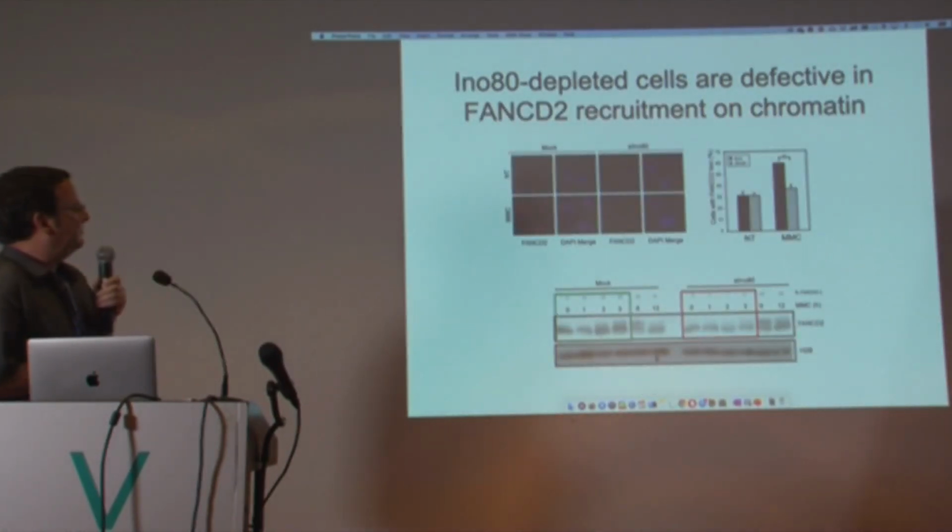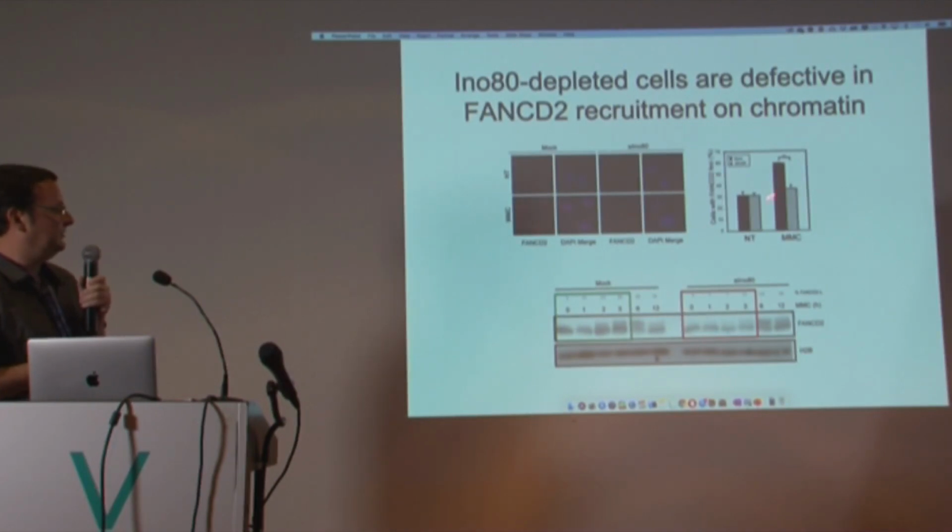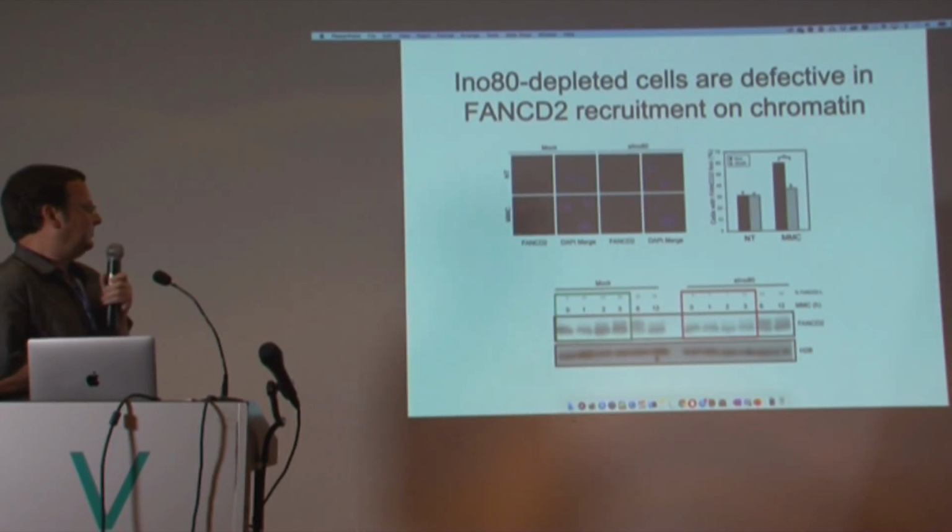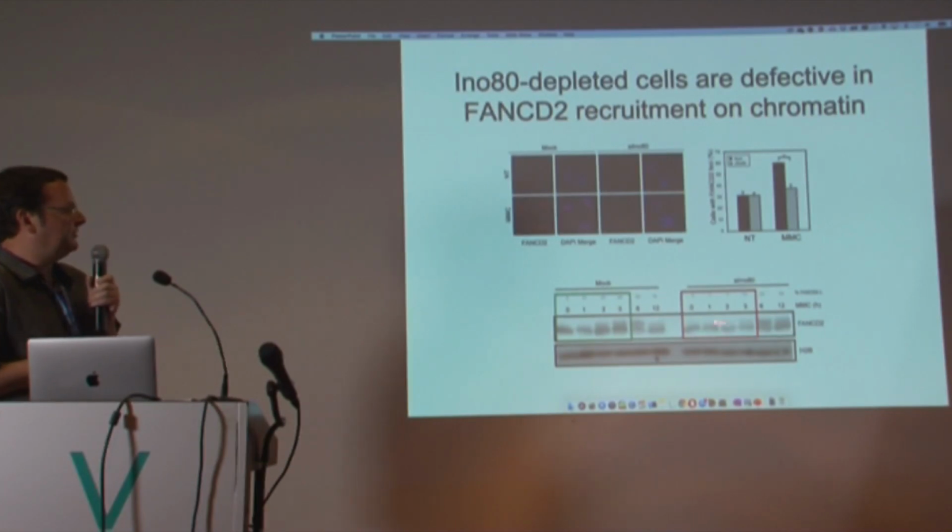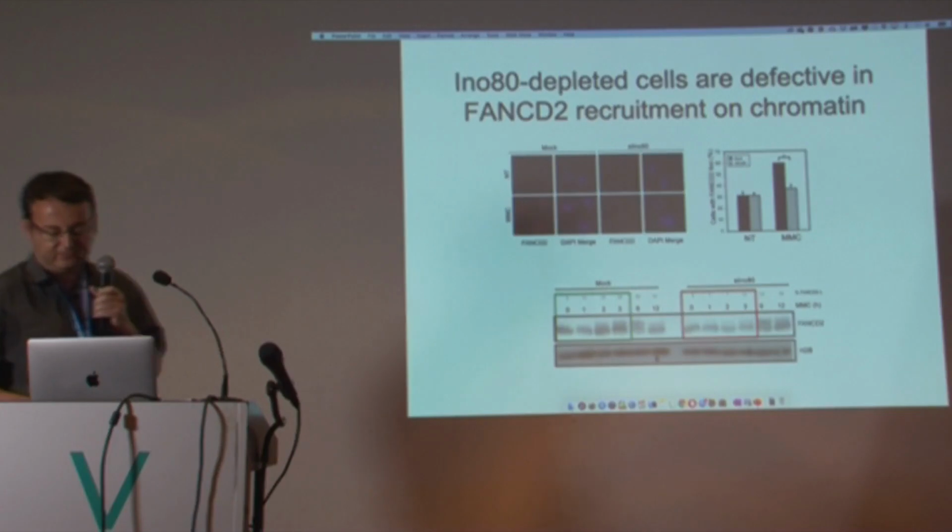So what we did, we checked the accumulation of FANCD2 foci in cells silenced for INO80, and we saw that this was reduced. And also we saw that the monoubiquitination of FANCD2 was also impaired, at least initially, in cells silenced for INO80.